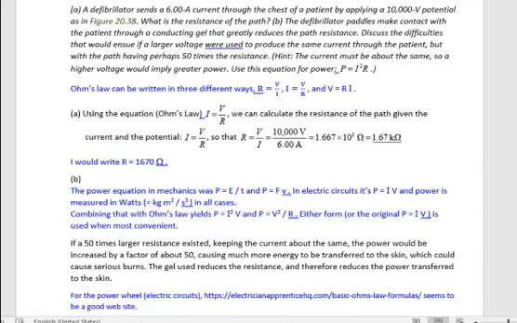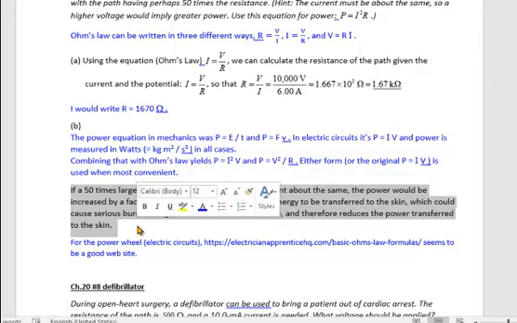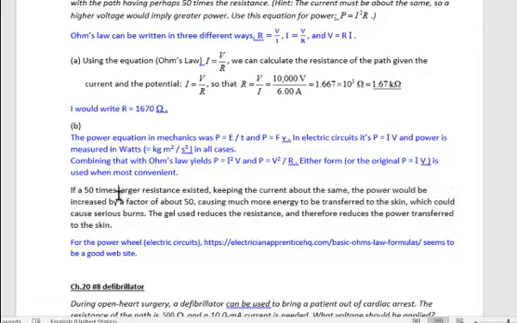And then there's a follow-up question. The defibrillator paddles make contact with the patient through a conducting gel that greatly reduces the path resistance. Discuss the difficulties that would ensue if a larger voltage were used to produce the same current to the patient, but with the path perhaps 50 times the resistance. And the answer to that, this is actually from the solution manual: you could get a serious burn if you didn't use that gel, because then you would have to really increase the voltage, increase the current, and yeah, you get a burn on the skin.